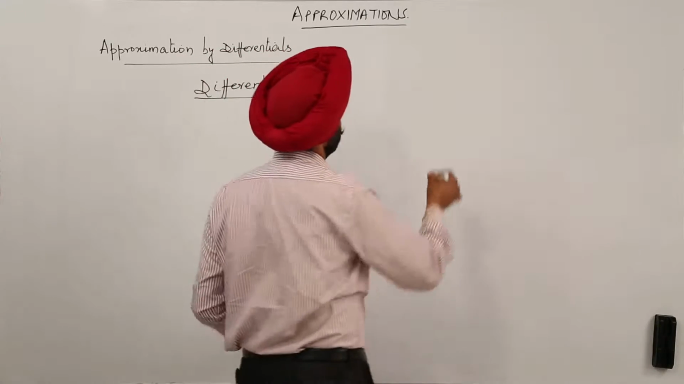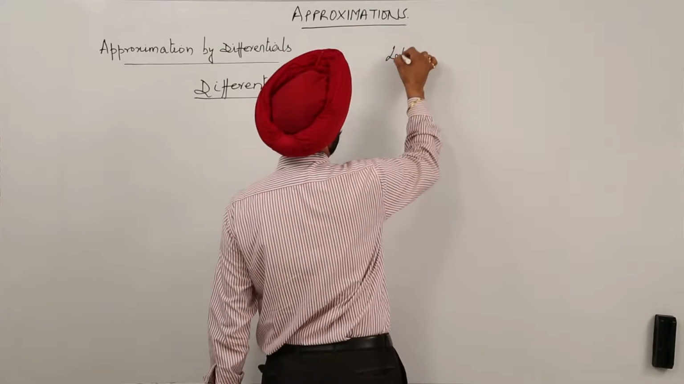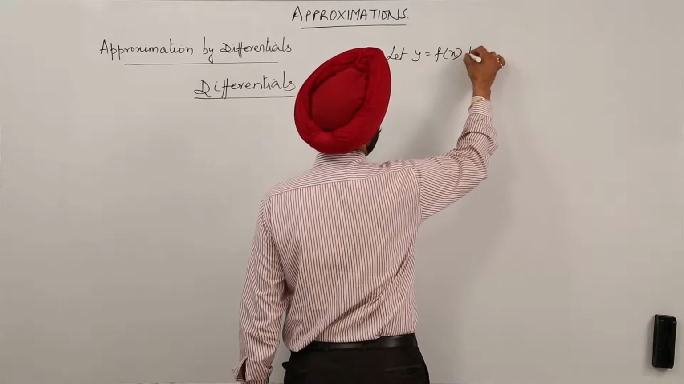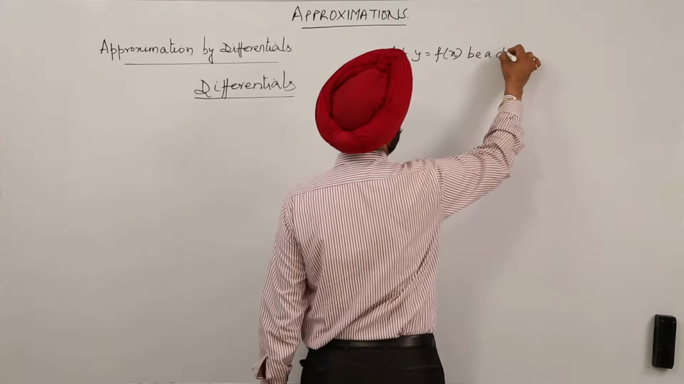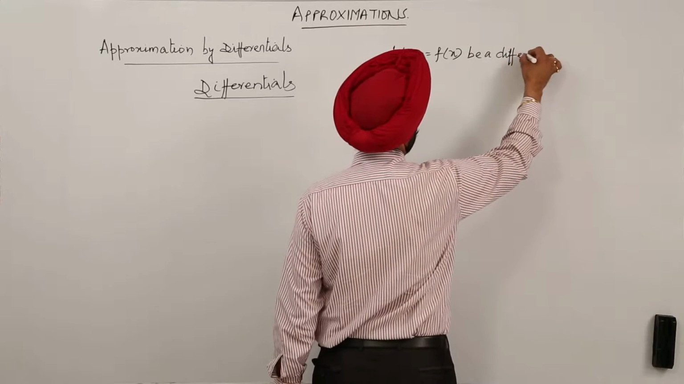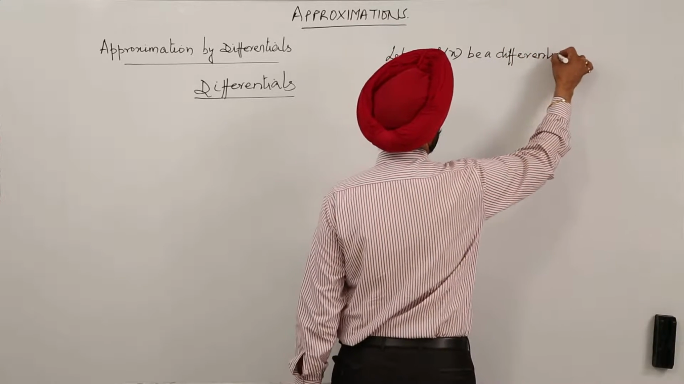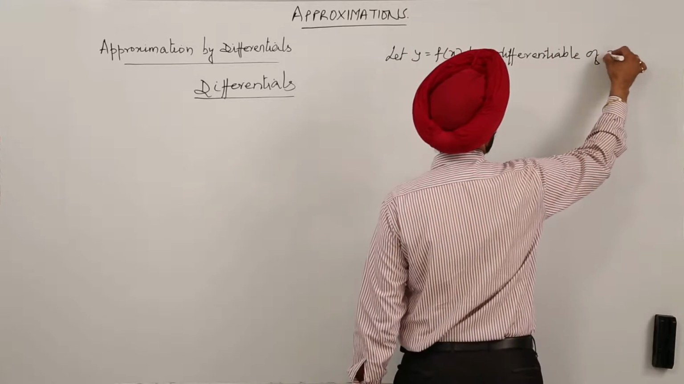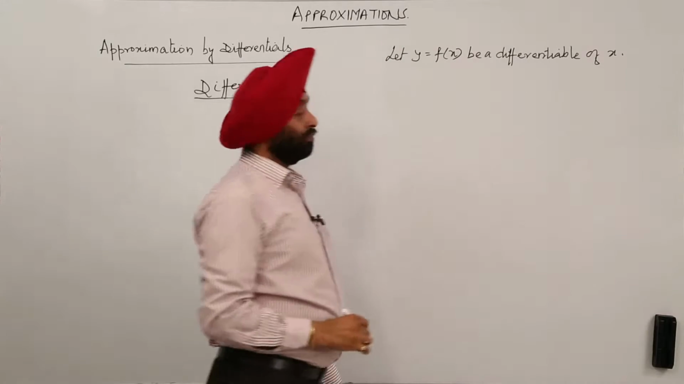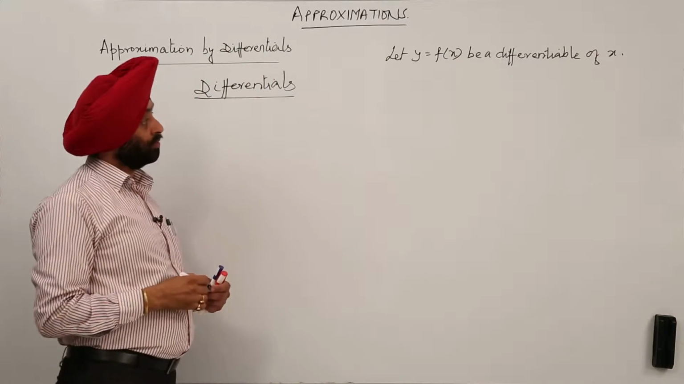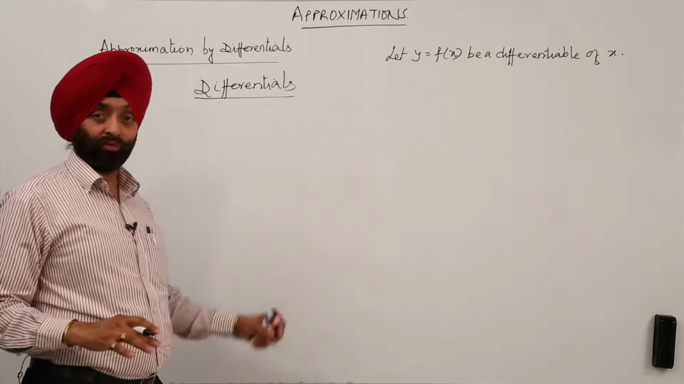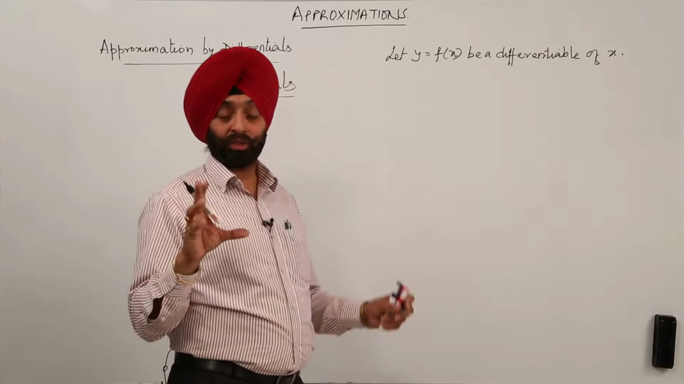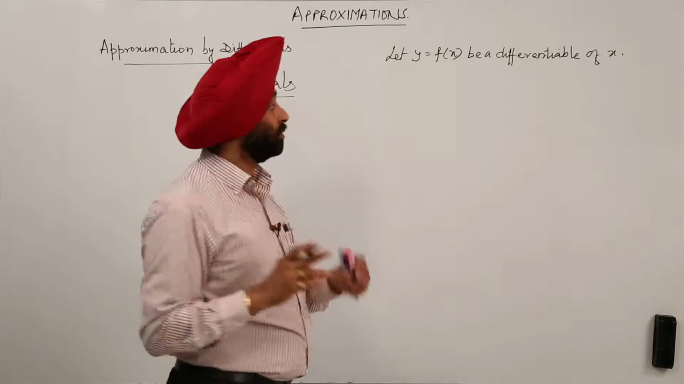Now, let y is equal to f(x) be a differentiable function of x. Okay, we are going with the function, let y is equal to f(x) be a differentiable function of x. And this is what you have learned in class 11th about the first principle, the ab initio.